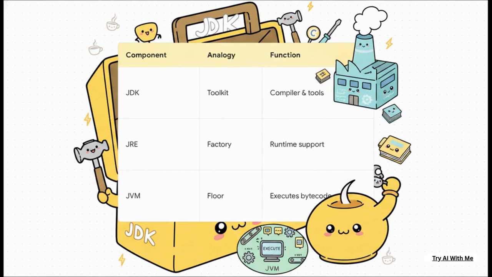Now, inside that kit sits the JRE, or Java Runtime Environment. That's essentially your factory environment, bringing all the necessary libraries and support structures. And finally, nestled right at the core is the JVM, the Java Virtual Machine. This is the actual factory floor where the real execution happens.